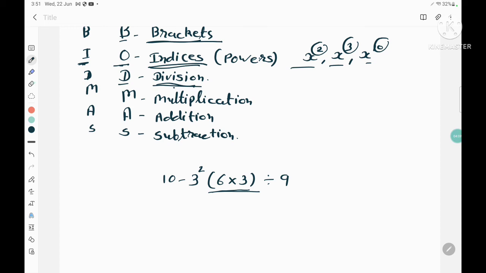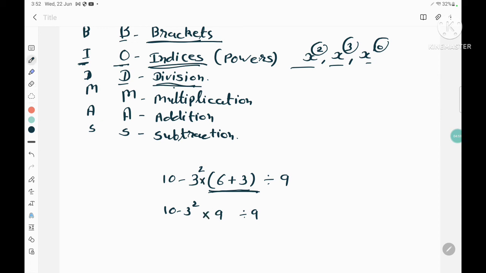Instead of multiplication, if addition were given here, I would still have to solve the bracket first. Whatever is grouped inside the bracket, we have to solve first. So I just copy the rest as it is and solve the bracket first. So 6 plus 3 equals 9, divided by 9. If I want to remove this bracket, I can now, because there is only 9. But what would be the sign here? Nothing is given, which means there is an invisible multiplication sign. So we can put multiplication here.